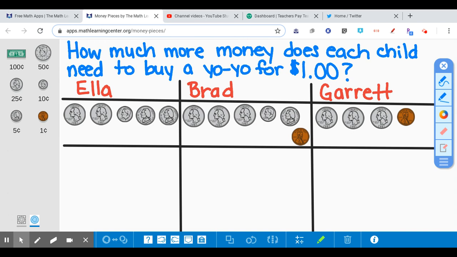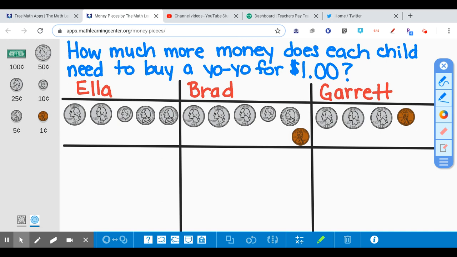Here to go over an example of a way to find how much more money someone would need to buy something with a given amount. So we have this example. It says, how much more money does each child need to buy a yo-yo for $1? So we have Ella, Brad, and Garrett who are each trying to buy a yo-yo that costs $1. And so far what they have is the amounts that are underneath each of their names.